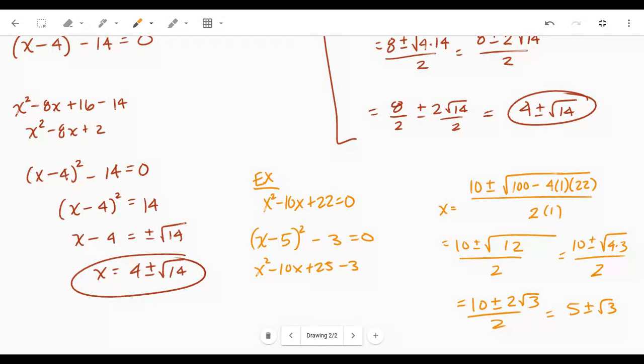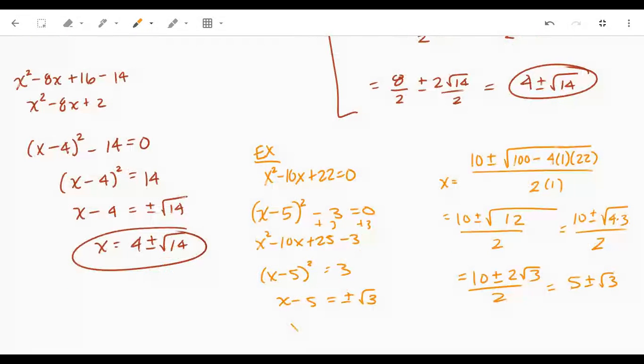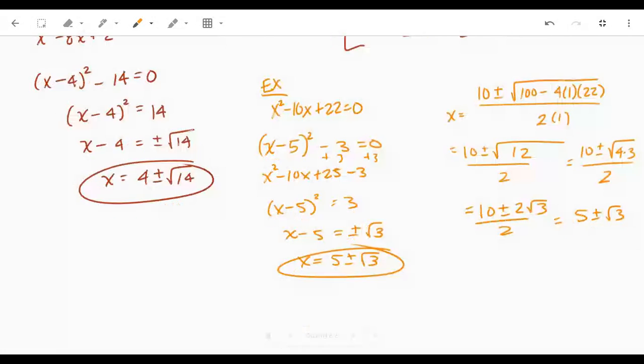Okay, so then (x − 5)² = 3 after adding 3 to both sides. x − 5 is the positive or negative square root of 3. x equals 5 plus or minus the square root of 3. So much easier if you can do it that way.